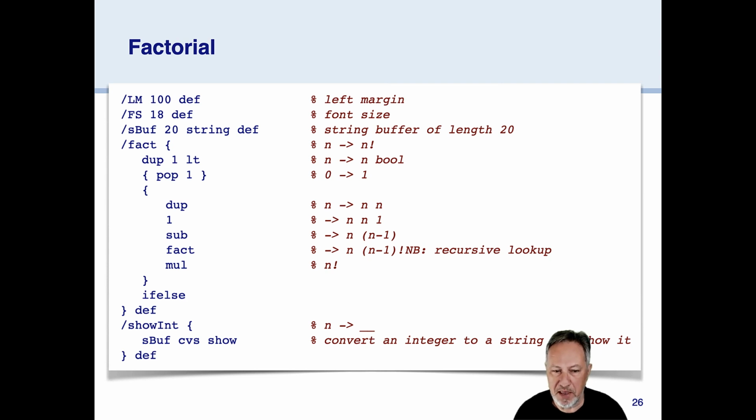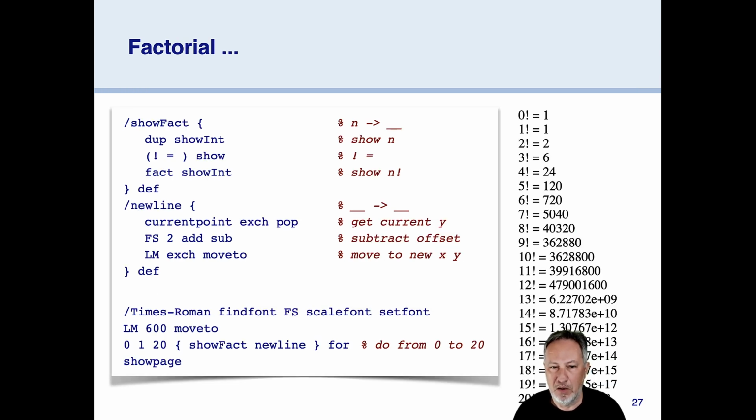So summing up again, showInt expects n on the stack. It will consume that, leaving a string representation of that number on the stack, and show will consume that and show it onto the piece of paper. We still have to do a little bit more work.